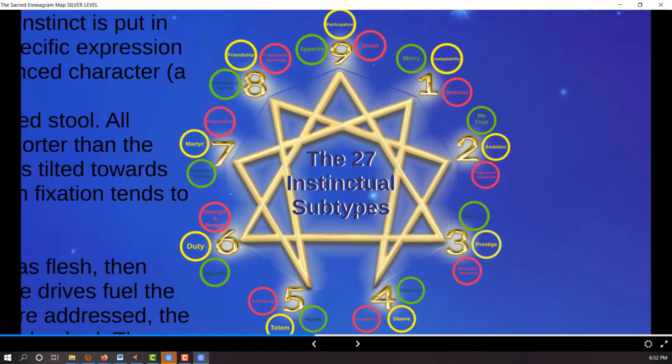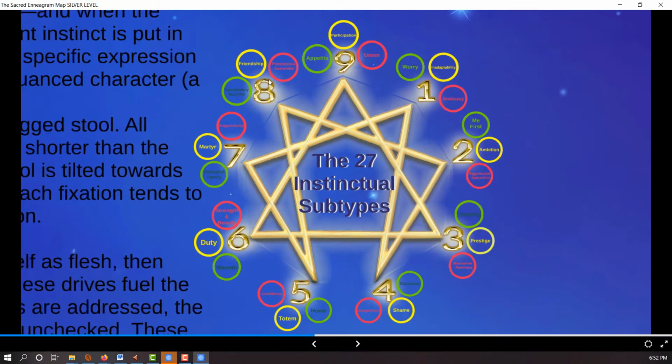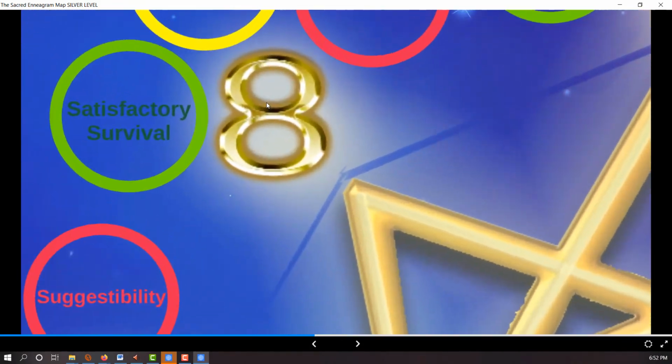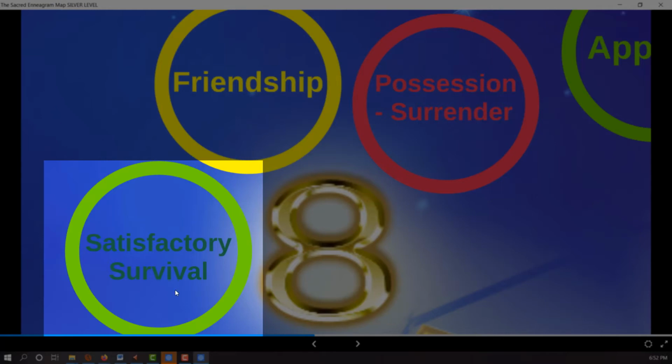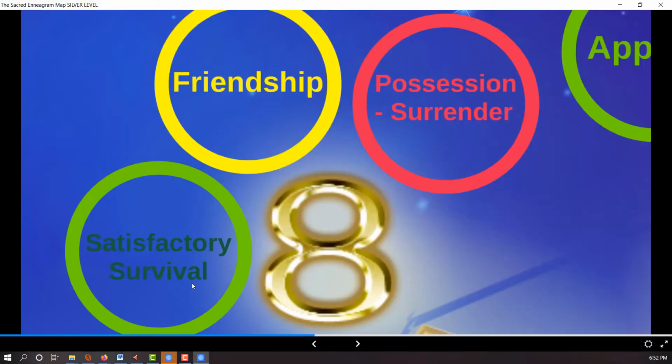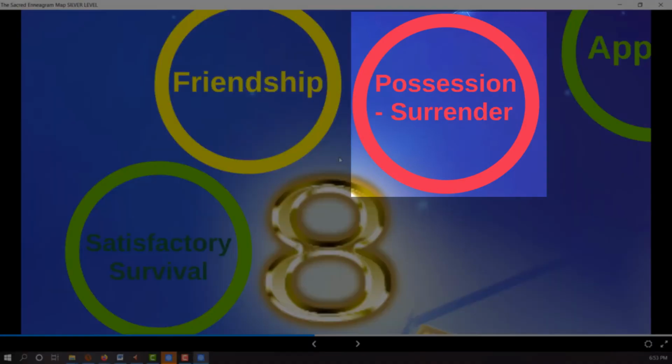So this Enneagram picture here illustrates how each of the Enneagram points has 3 instinctual subtypes. So zooming into Enneagram 8 here. Enneagram 8 and their 3 instinctual subtypes. So the self-preservation one is called satisfactory survival. If Enneagram type 8 relates to the social instinct of their type, it would be the friendship subtype. If Enneagram type 8 relates to the sexual subtype, it would be called possession and surrender.